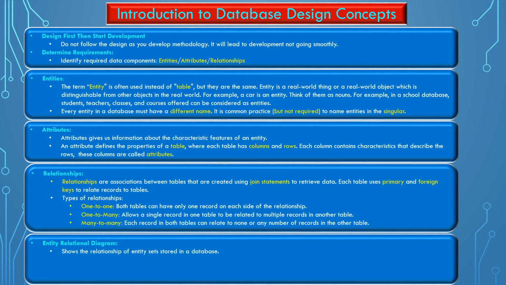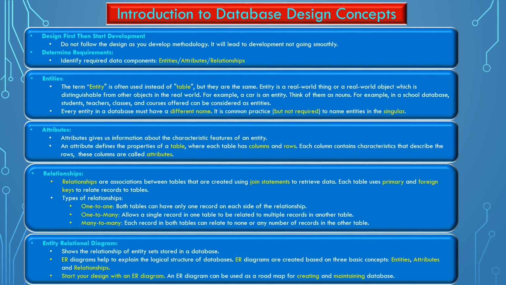Using an entity relationship diagram shows the relationship of entity sets stored in a database. ER diagrams help to explain the logical structure of databases. ER diagrams are created based on three basic concepts: entities, attributes, and relationships. Try and start your design with an ER diagram. An ER diagram can be used as a roadmap for creating and maintaining a database.